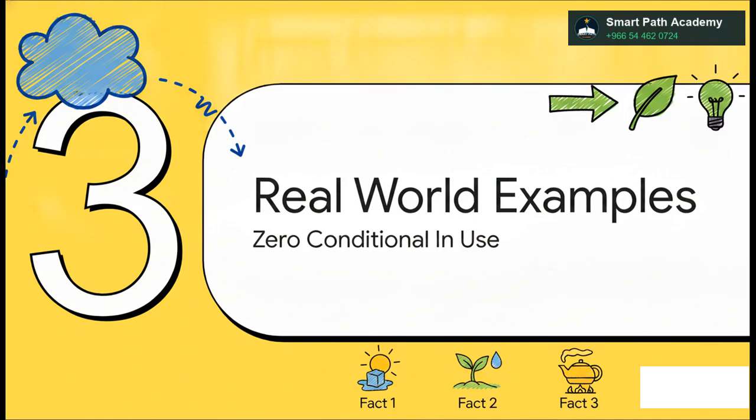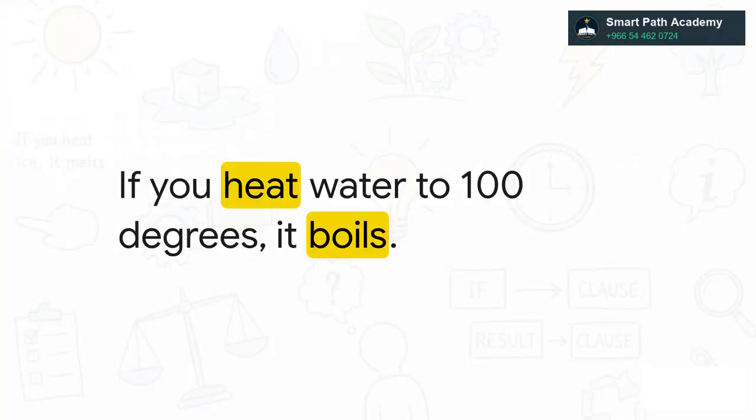Section 3. Real-world examples. Let's look at this one. If you heat water to 100 degrees, it boils. I'm going to pause for 3 seconds so you can really study these present simple verbs.